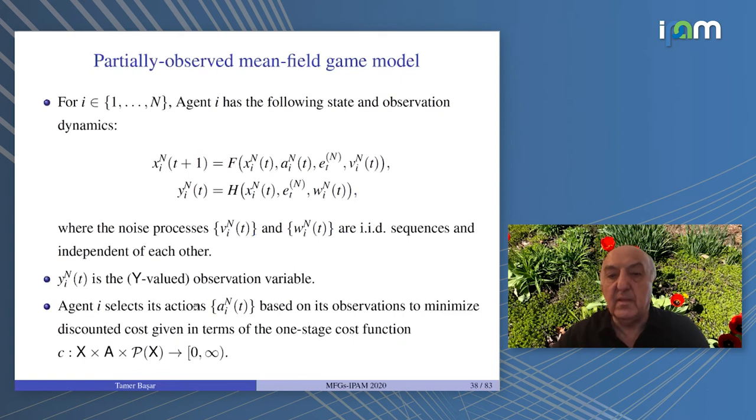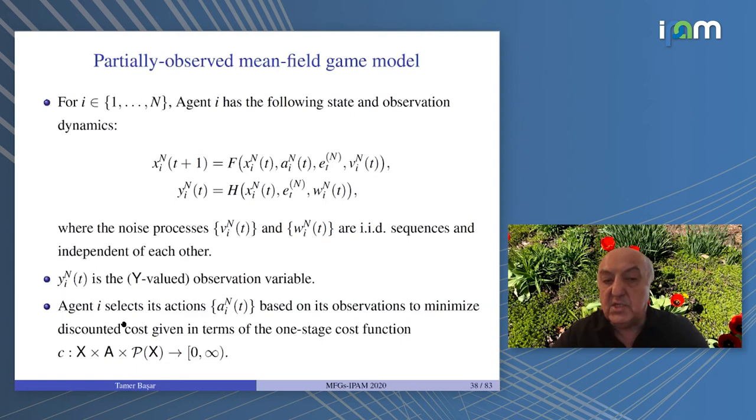So what is a partially observed mean field game? Again, the ith agent observes its state only partially. This state equation is the same one that I had earlier. And now we have an additional equation, which is the observation of the ith agent. The ith agent does not have access to its own state x, but has access to it through, say, a noisy channel, which is also corrupted by other agents. The other agents also influence this channel. And then some other noise, W, the V and W are IID sequences, and they are independent of each other. And so Y is a capital Y-valued observation variable, which is also a Polish space.